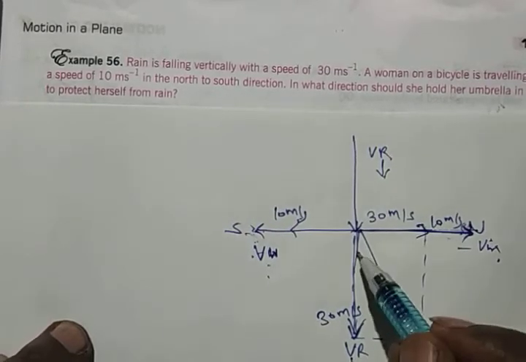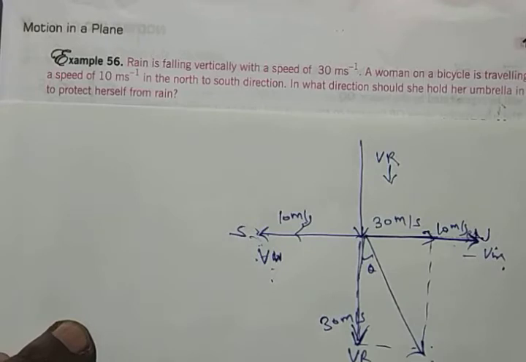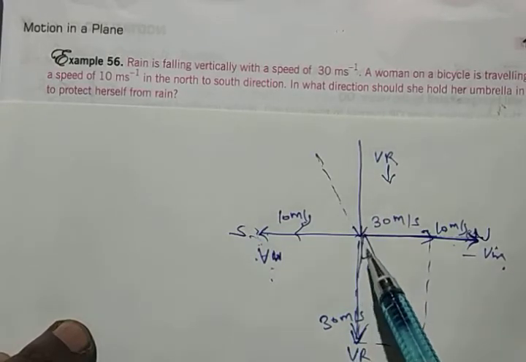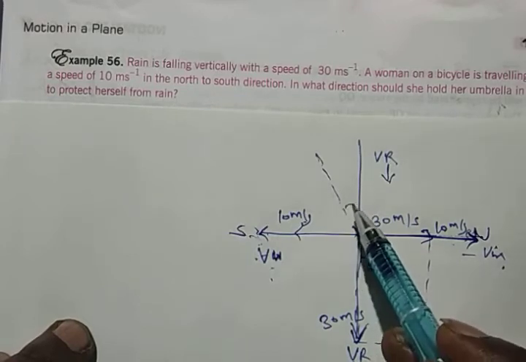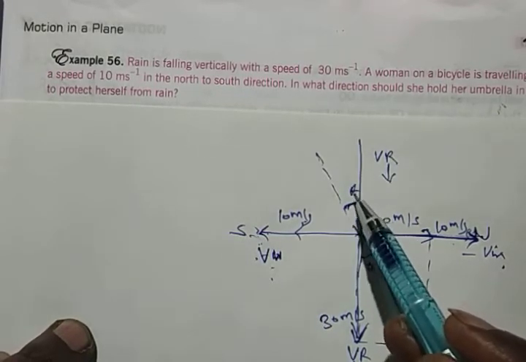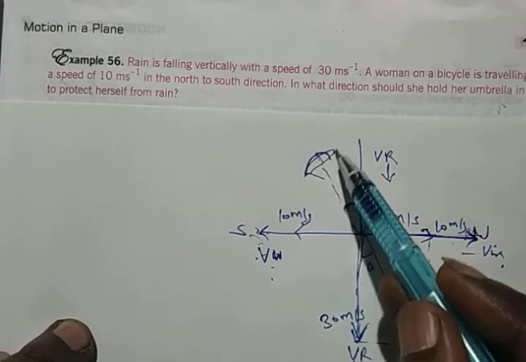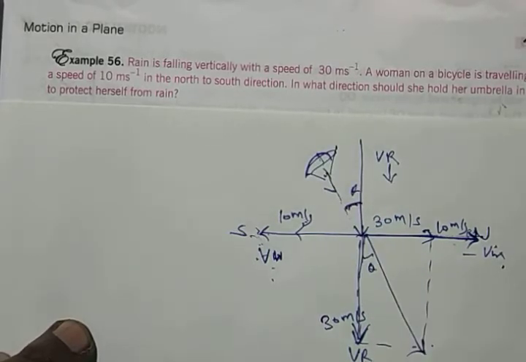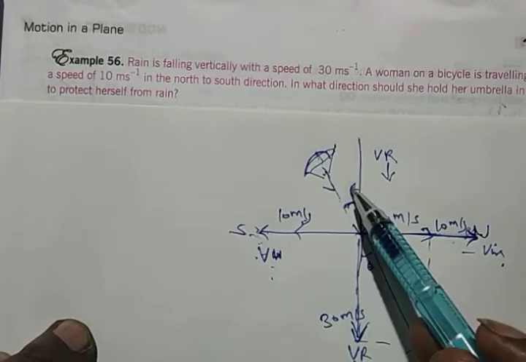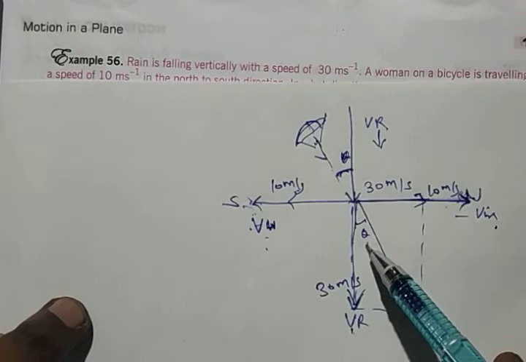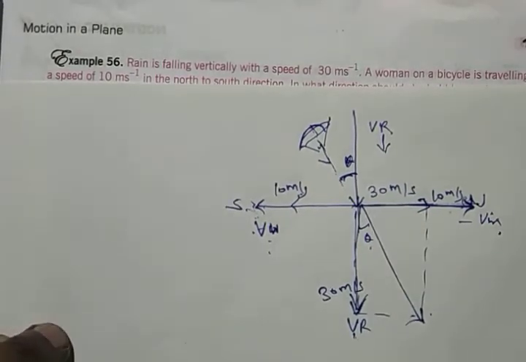Now we can find out the angle which is here. Simultaneously, you can see this one coming like this, and the vertically opposite angle is this theta. So the umbrella will be like this. This should be her umbrella. The umbrella should be in this direction with an angle theta to the perpendicular. How did we find this out? Because we found the angle theta here.